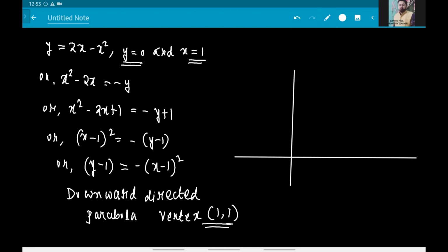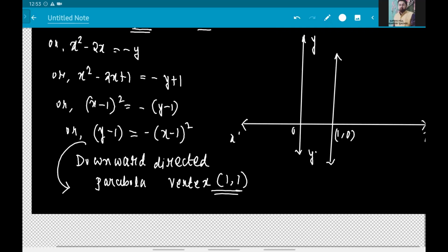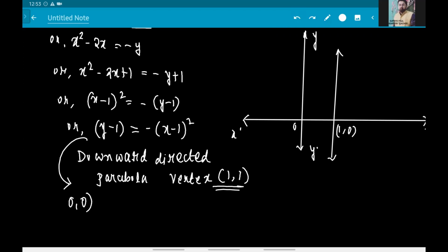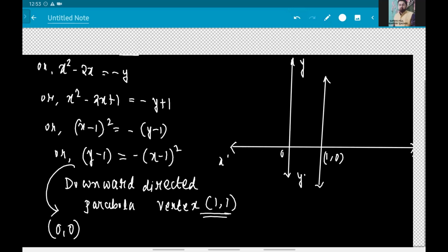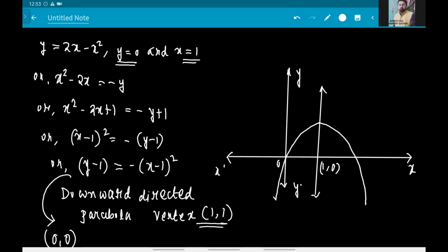Now y equal to 0 means actually the x-axis, and x equal to 1 is this line. So this is x, this is x prime, this is y, this is y prime, and this is the origin. This is x equal to 1, that means this point is 1 comma 0. The vertex of the parabola is 1 comma 1. Also, if we put 0 comma 0 in this equation, it will satisfy it. That means this parabola is passing through the origin as well. So let us draw this one. It will look like this. This is the parabola with vertex 1 comma 1, passing through the origin.